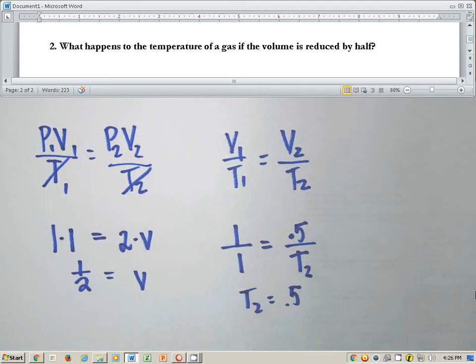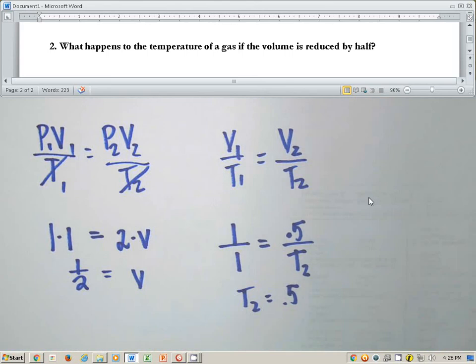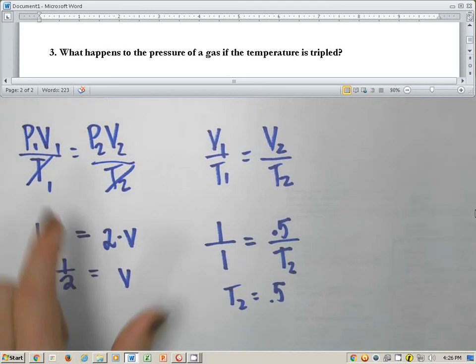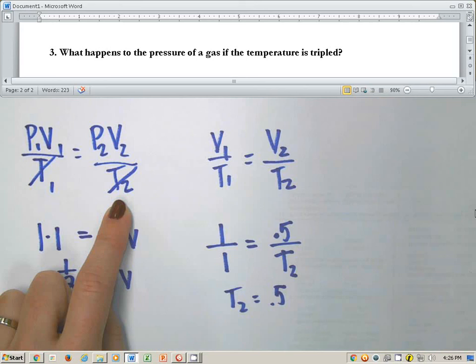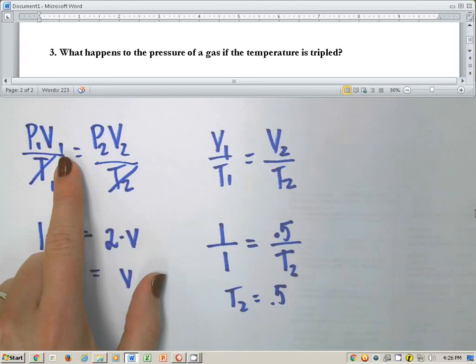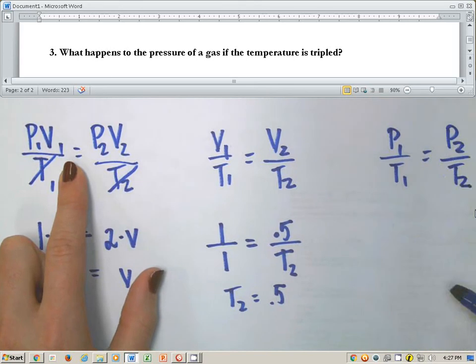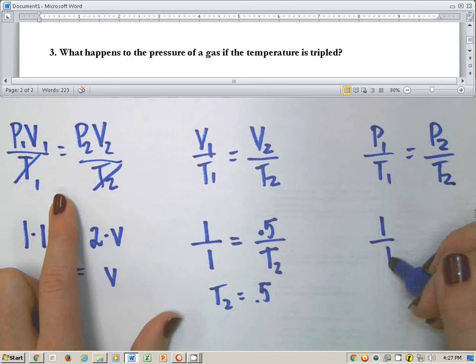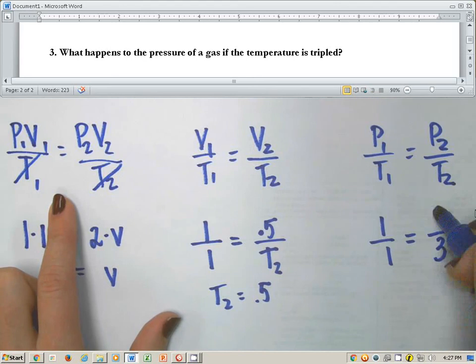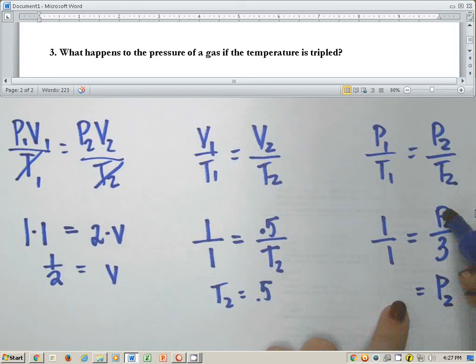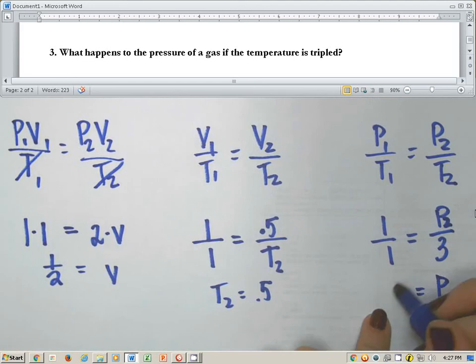Okay, here's one more example. What happens to the pressure if the temperature is tripled? So I'm still working off of the combined gas law right here. What I'm going to take out this time is the volume. So this one's going to read P1 over T1 equals P2 over T2. And I'm going to be doing the same exact thing, 1 over 1. And if the temperature is tripled, this time the temperature is going to become 3, and I'm solving for the pressure. So mathematically, I can rearrange 1 times 3, or I can use some common sense to go, well, it's got to be 3 over that to make it equal 1 over 1. So my pressure would be 3. So the pressure would also be tripled.